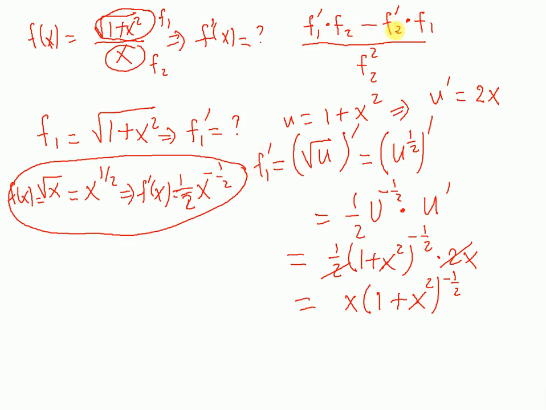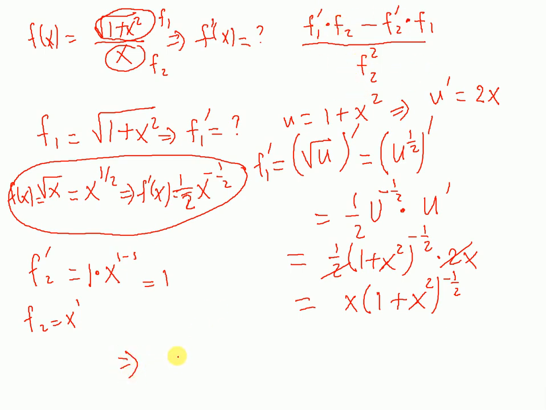Now the only thing we need is f2 prime. Now f2 is x, right? We know f2 is x, which is x to the 1. So f2 prime, use the power rule, bring the 1 down and then subtract 1 from the exponent. So you have 1 multiplied by x to the 1 minus 1, which is x to the 0. x to the 0 is 1. So the whole thing is just 1. Now we have everything. You can plug into this quotient rule.